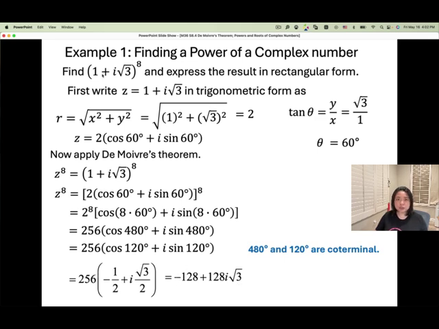You could do the same thing by using 1 plus i square root of 3 and multiplying it by itself 8 times. You will get the same answer, but of course it's really time consuming. So we just change to trigonometric form and apply De Moivre's theorem.